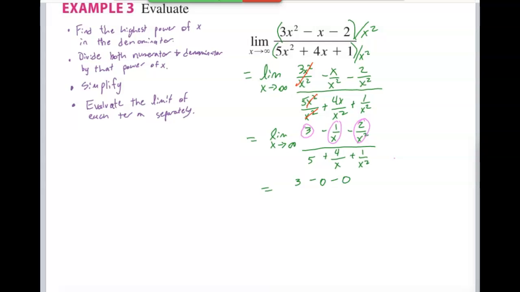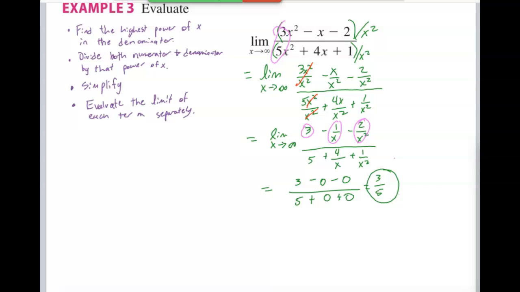So my numerator is just 3 minus 0 minus 0. My denominator, again, limit of a constant is the constant, so that's going to be 5. As x approaches infinity, 4 over x will approach 0. 1 over x squared will likewise approach 0. And this comes out to 3/5. So this is where that pre-calculus rule comes from. If you want to know where the horizontal asymptotes are, and they are polynomials of the same degree in the numerator and denominator, you can just divide the leading coefficients.